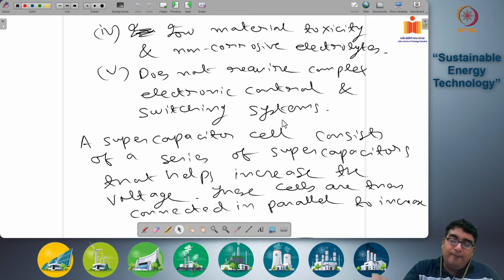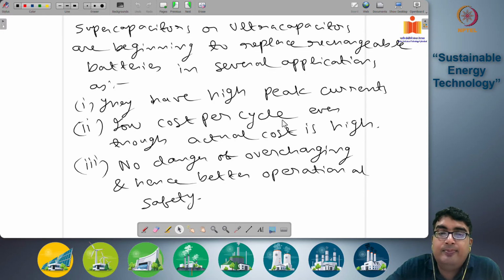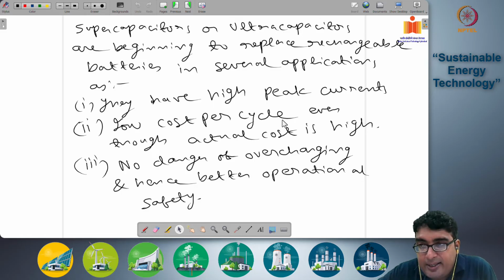The type of material these capacitors are built from does not have any toxicity associated with it. Neither is there any specific requirement of having non-corrosive electrolytes to get these capacitors working. And it does not require complex electronic controls and switching systems. It's very safe and easy to control, and it has very high energy density, high peak currents, low cost per cycle, and all of these advantages.